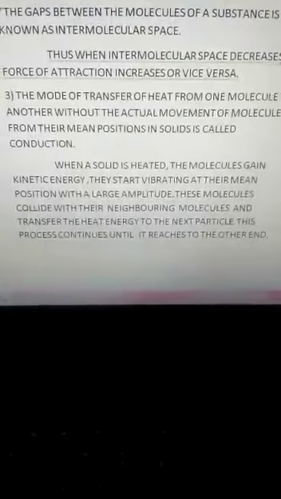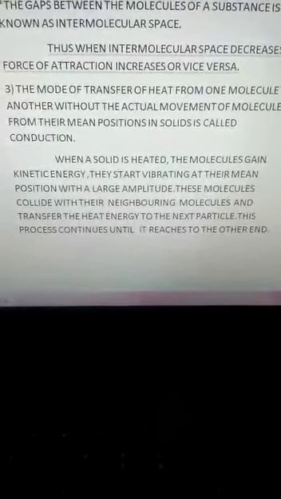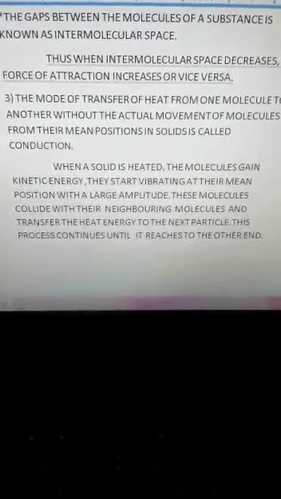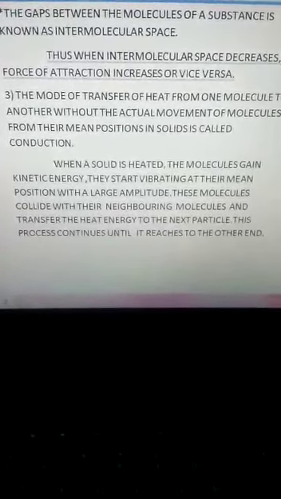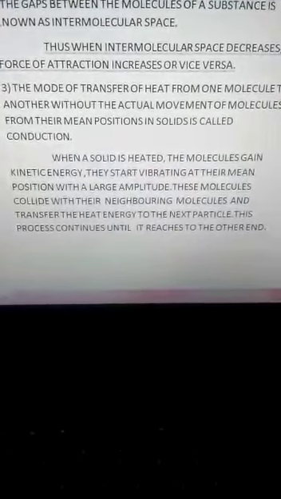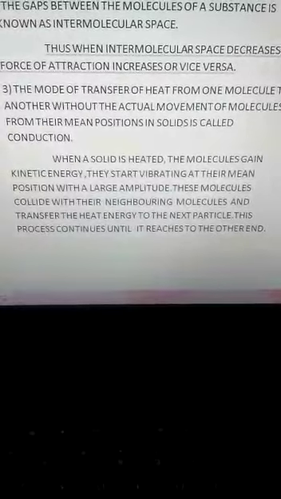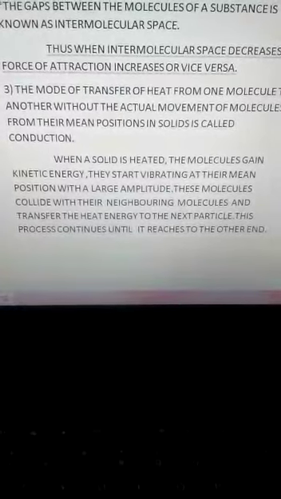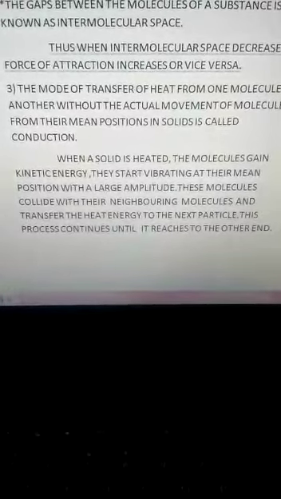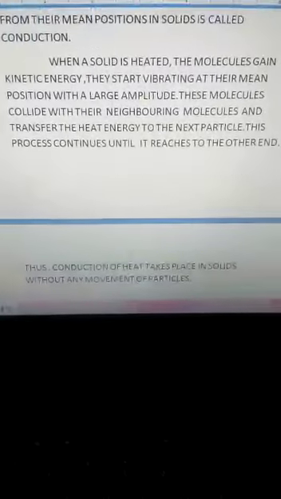Explain conduction in solids. First, we will write the definition of conduction. Then, when a solid is heated, the molecules gain kinetic energy. They start vibrating about their mean position with a large amplitude. These molecules collide with their neighboring molecules and transfer the heat energy to the next particle. This process continues until it reaches the other end. Thus, conduction of heat takes place in solids without any movement of particles.